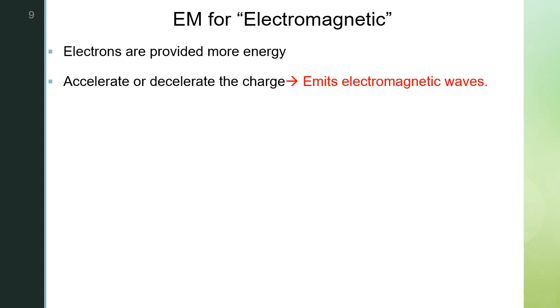So now we can take the electric field and magnetic field together, that is the electromagnetic wave. So these electrons which are moving with a constant speed are provided more energy, and are made to accelerate or decelerate. We are either increasing the velocity or decreasing the velocity. So due to this acceleration or deceleration of the charge, we will get what is called the electromagnetic wave, and this will have a combination of electric field as well as magnetic field.